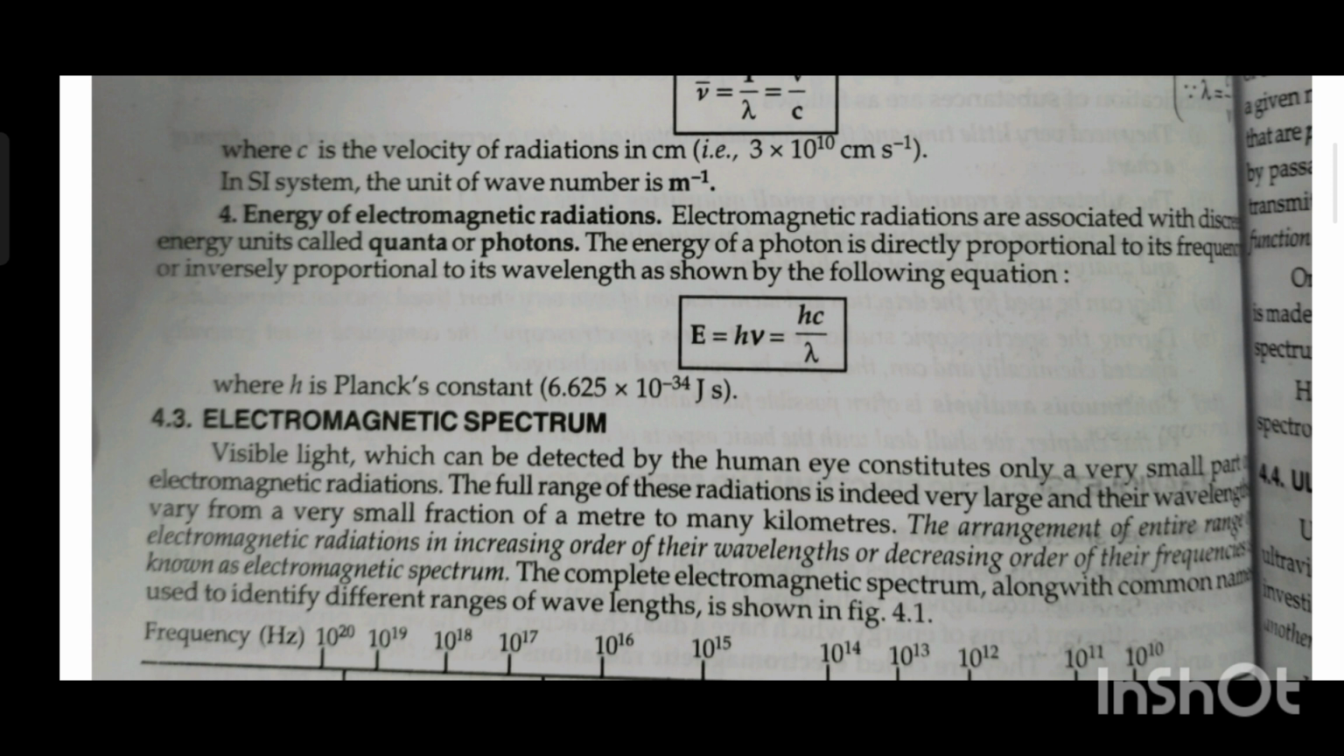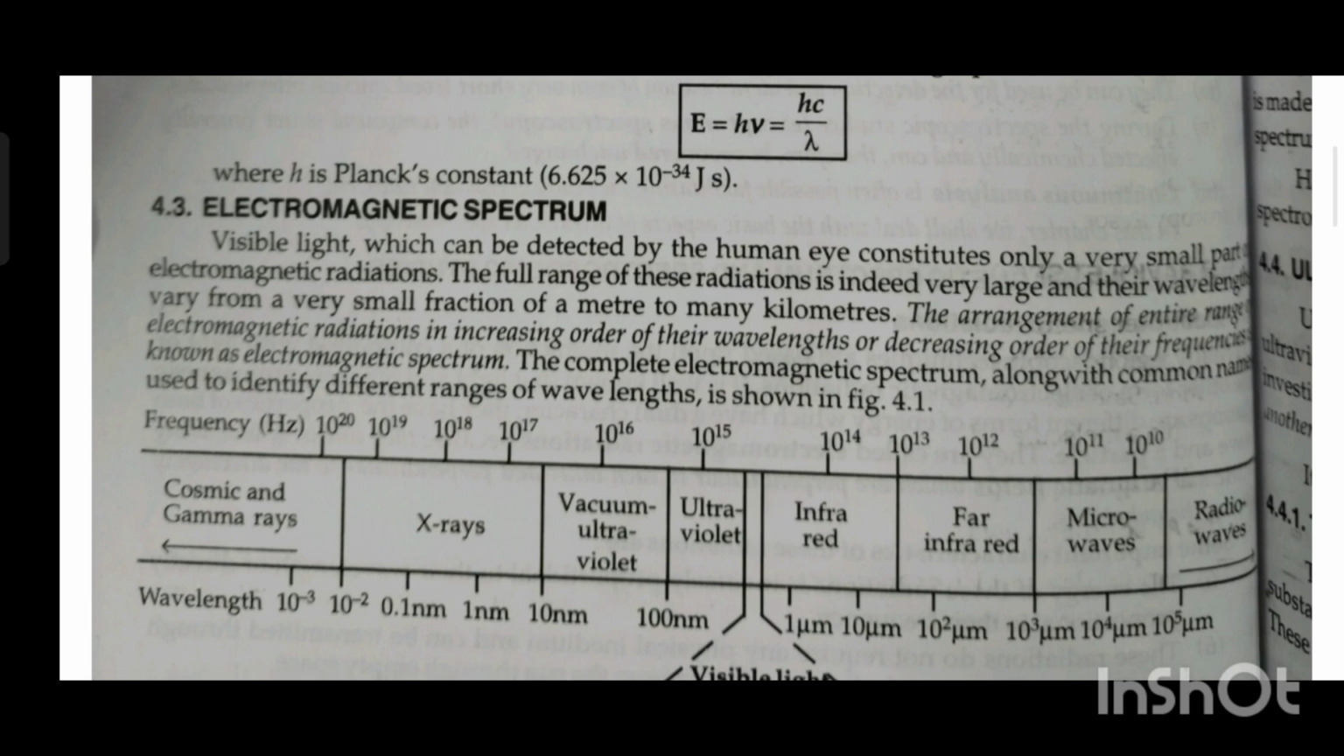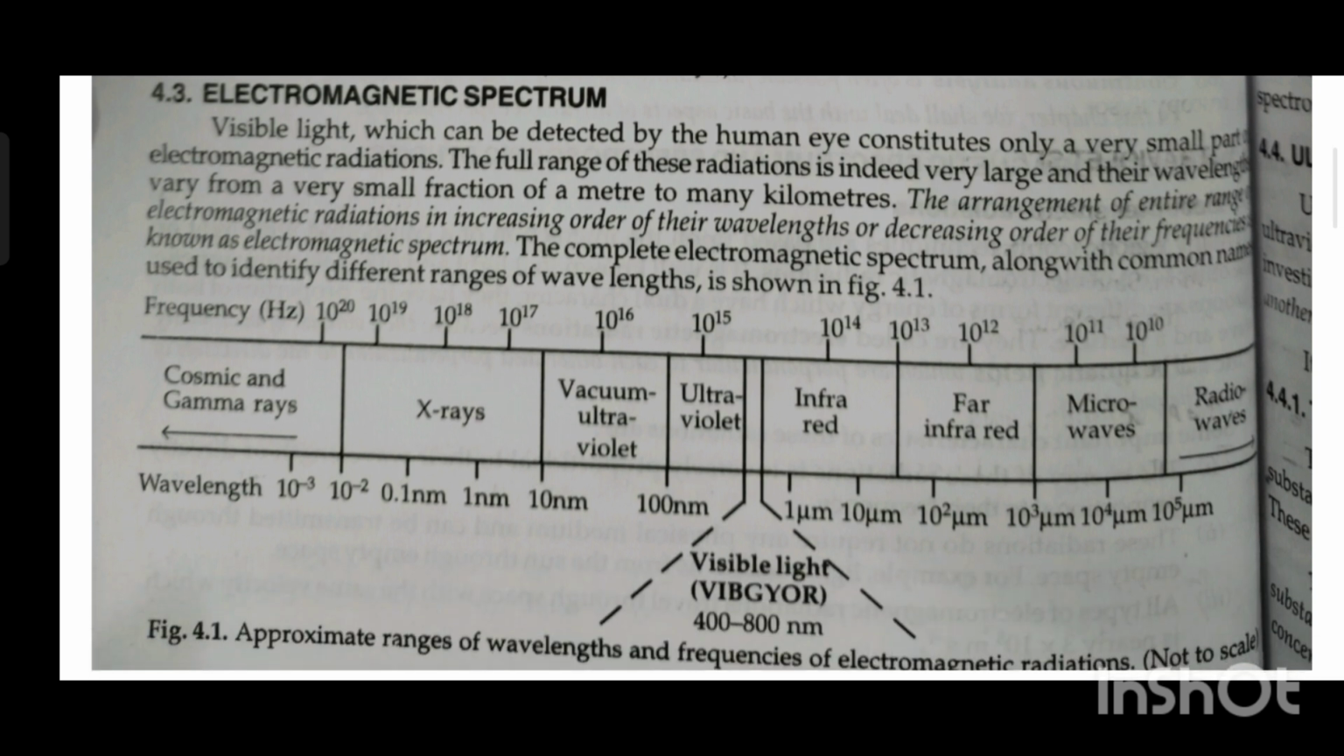Electromagnetic radiation. The full range of these radiations is indeed very large, and their wavelengths vary from a small fraction of a meter to many kilometers. The arrangement of the entire range of electromagnetic radiation in increasing order of wavelength or decreasing order of frequency is known as the electromagnetic spectrum. The complete electromagnetic spectrum, along with common names used to identify different ranges of wavelength, is shown in figure 4.1.